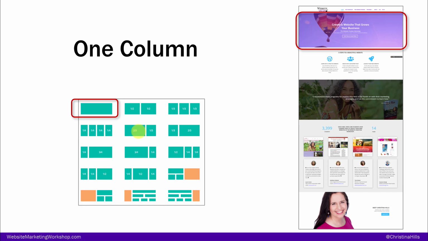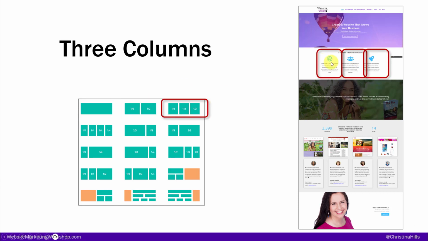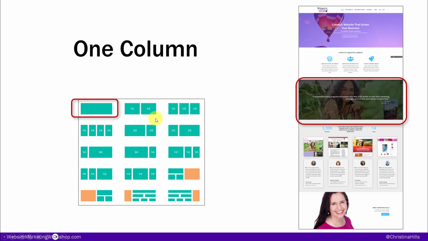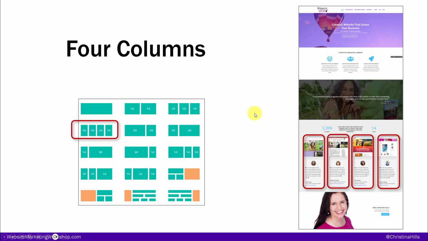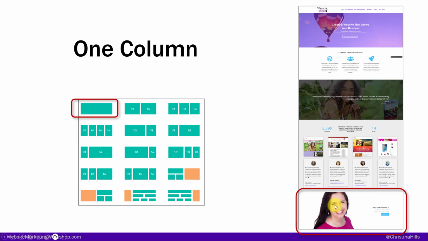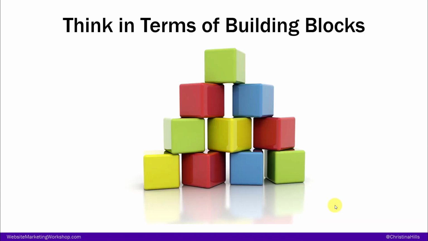So here we go. 1 column. This is a 3 column. This one is 1 column. This is 4 columns. And then this is 1 column. So, you know, when you go to a website, you don't think about these things, right? You don't think about what's the structure underneath. But when you're building it yourself, this is the kind of thing you want to think about. So you really want to think in terms of building blocks, right? So that's how the Divi theme is put together, with building blocks.